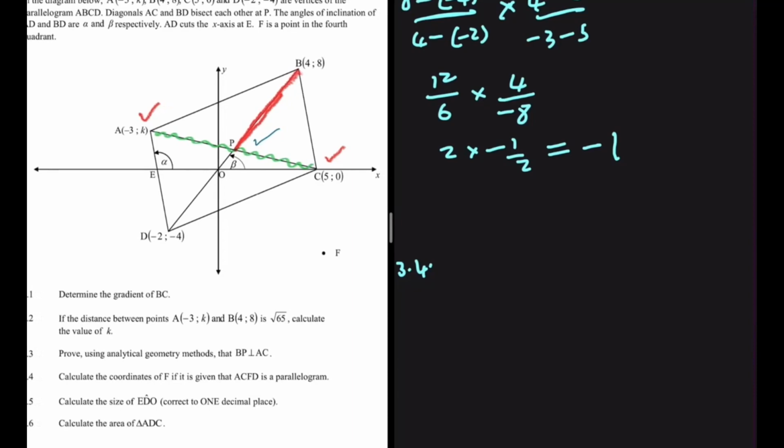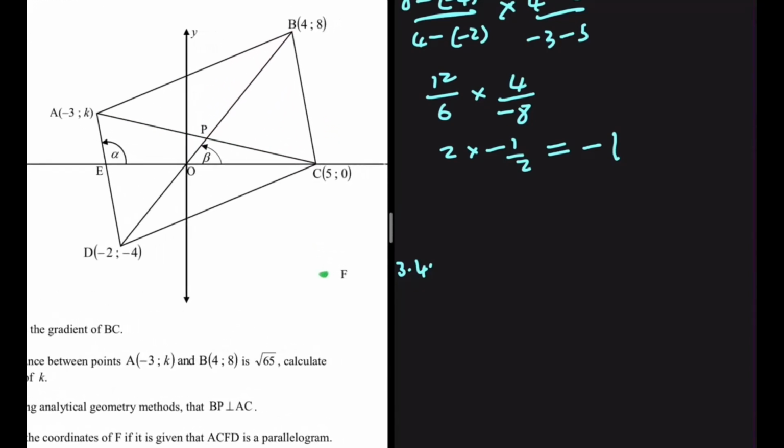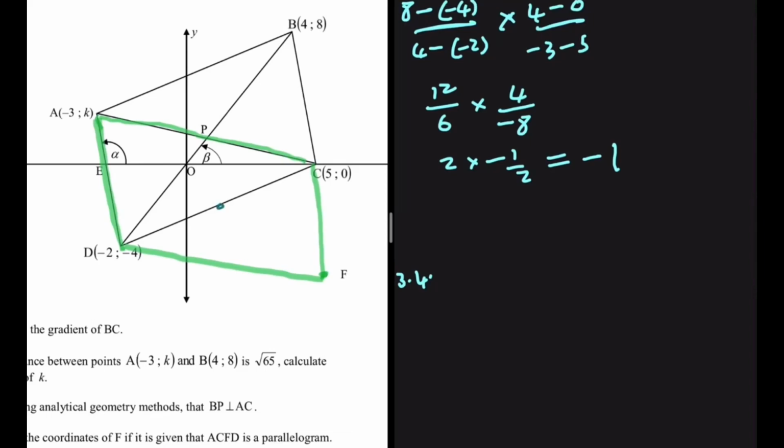So let's go ahead and look at F. F is right here. If it is a parallelogram, let's go ahead and connect those points. We have C and F, and then D and F. Yeah, we have something like this as our parallelogram, right? So in order to find the coordinates of F, we can use the midpoint of DC, as it will be the midpoint of AF, but that is a painful exercise. Instead of doing that, we're gonna use translation. Let me show you how, if you're not familiar with the concepts.